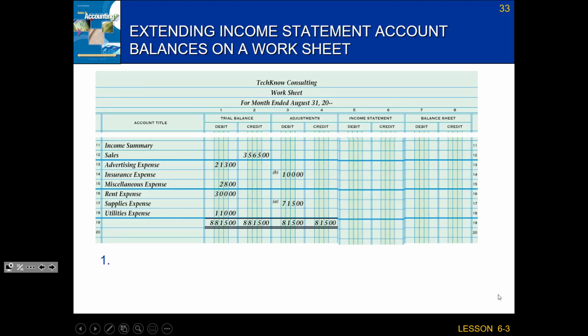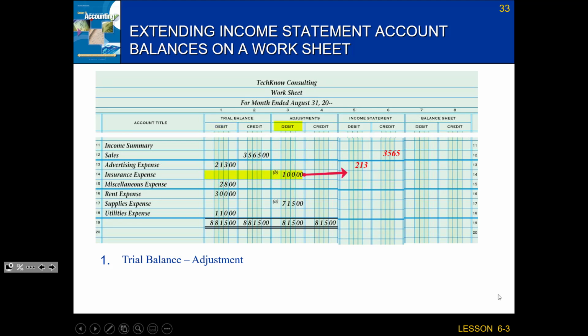We're going to use the same process for all of our income statement accounts, or everything below that income summary line, our revenue and our expenses. If I look at sales, always a credit, and if I take that credit and I subtract the adjustment, which there is no adjustment, I just have a credit going to the credit column. My advertising expense is a debit. I have no adjustment, so it's a debit.